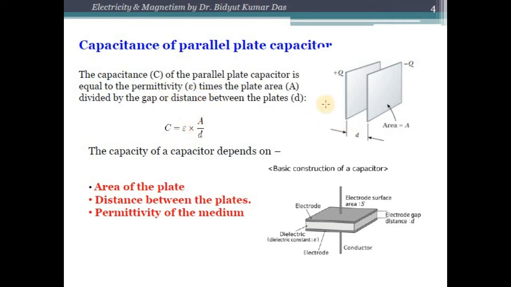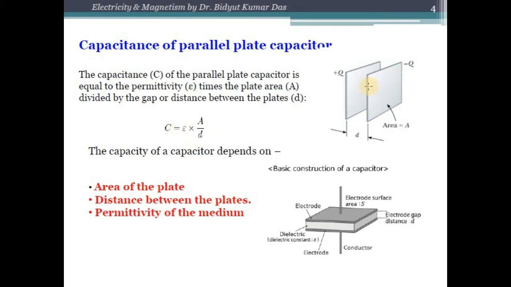Therefore, the capacitance of a parallel plate capacitor depends upon the area, the distance between the two plates, and the permittivity of the medium in between these two plates. You can see that the capacitance is directly proportional to the area of the plate. So if we increase the surface area of these plates, then the capacitance increases.